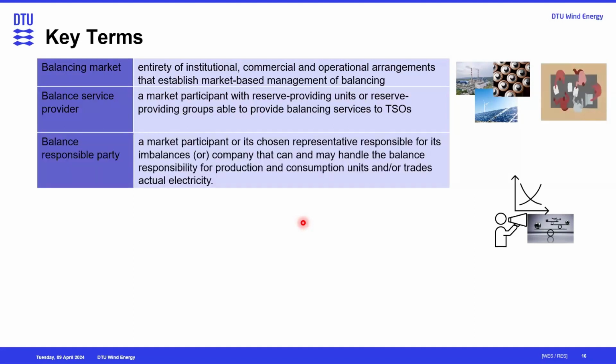Balance responsible party is a party. It can be a market participant or a representative who is responsible for its own imbalance or company. It can be a single generator, or it can be a combination of generators who are responsible for their own imbalances and may handle the balance for the production or for that matter also consumption, and they treat the actual electricity.